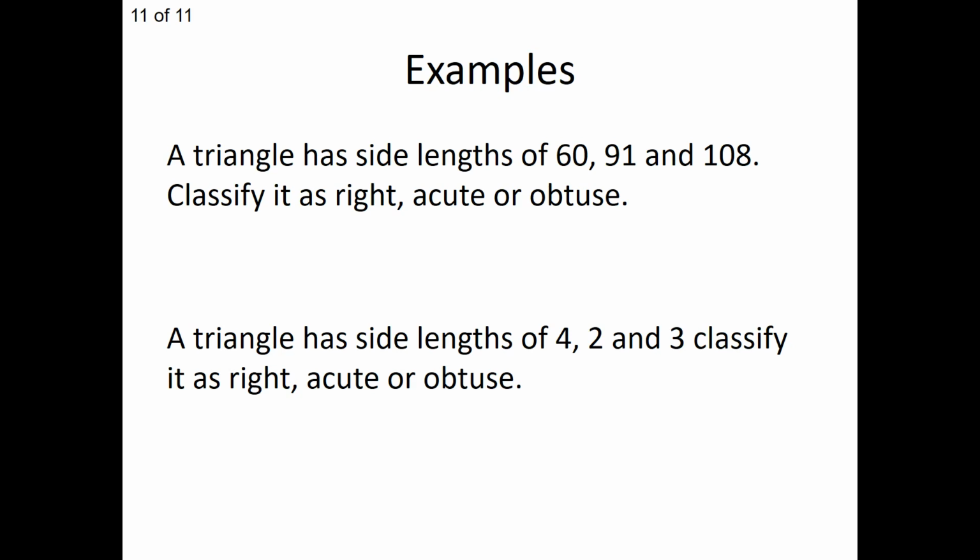Let's plug in our values. Again, we have to assume C to be the greatest value or equally the greatest value. So we have A and B representing 60 and 91. C is our 108. Let's then plug these in. So we have 60 squared plus 91 squared. We are going to then figure out the relationship between the sum of those squares and 108 squared. All right, so let's then simplify this. We get 3,600 here for 60 squared. We get 8,281 for 91 squared. And for 108 squared, we get 11,664. Adding our 3,600 and our 8,281 together, we get 11,881.